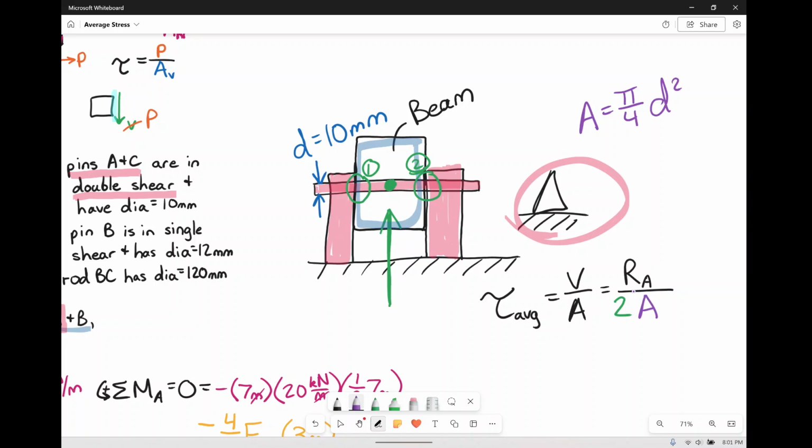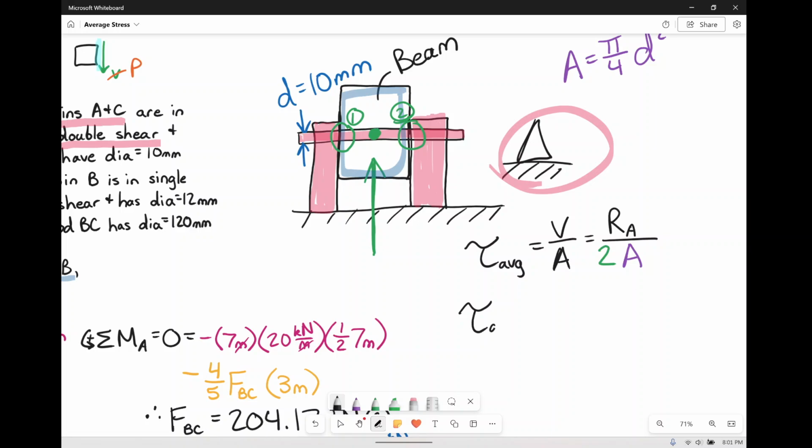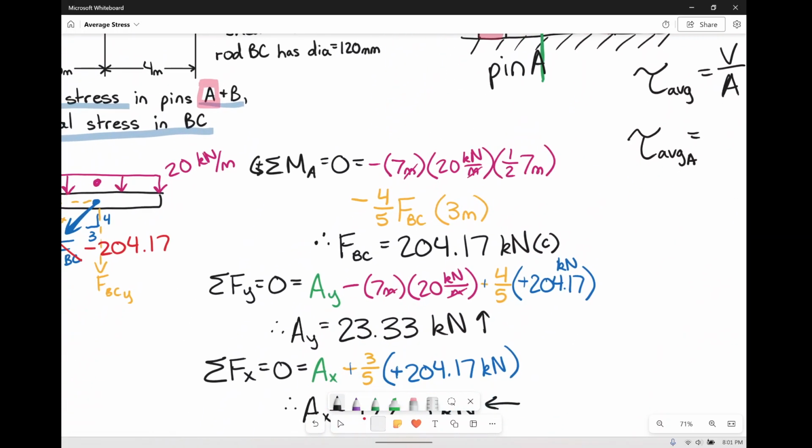So here we're going to have our area. If we plug in 10 and square it, let's not actually solve for that. We're going to plug it in down here. We're just going to plug in all the numbers. How about that? So we've got average shear stress. This is in pin A, right? The double shear one. This was pin A. This is double shear. So for the average one, we said reaction of A, or the resultant of A.